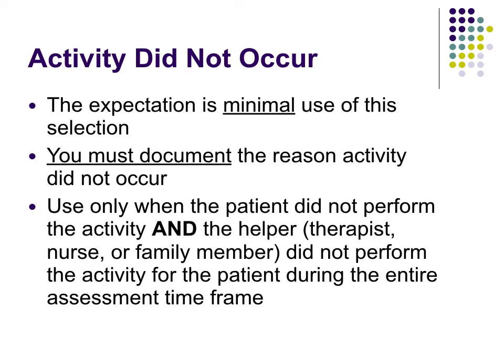The expectation is minimal use of this selection. You must document the reason the activity didn't occur. So in the comment box in UDS that's right underneath where you would normally select your options for scoring, you can place a reason why. Use this option only when the patient did not perform the activity and the helper did not perform the activity for the patient during the entire assessment time frame.